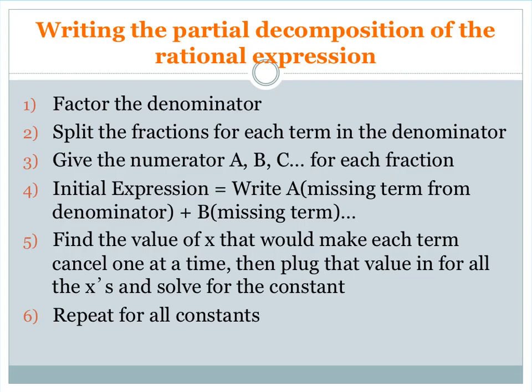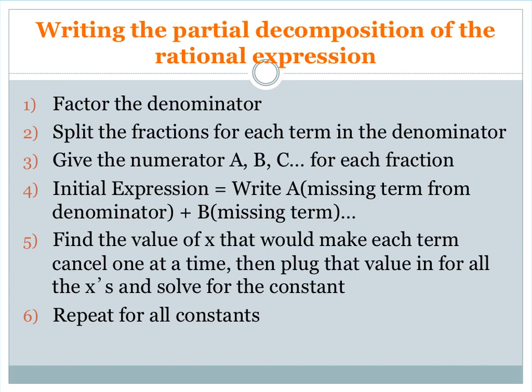Okay. Now 1, 2, and 3 are the same. 4, 5, and 6 is what we're adding. Factor the denominator. Split the fractions for each of the denominators. Give a numerator of A, B, and C for each fraction. Then we're going to take just the initial expression and set it equal to A times whatever is missing from the denominator of A plus B times whatever is missing from the denominator of B plus C, and so on and so forth.